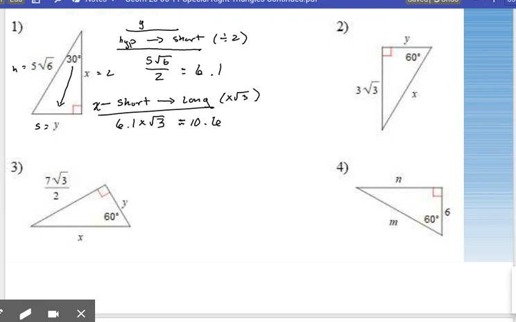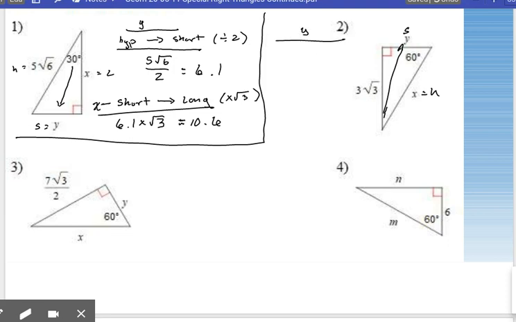For number 2, we got to know our short side. So this is my 30 degree. So there's the short side. There's the hypotenuse. And I'm going to find that short side first. So I got to find y, and we are going long to short. That means we're dividing by square root of 3. So 3 square root of 3 divided by the square root of 3 is 3. So there's that one. I got my short side.